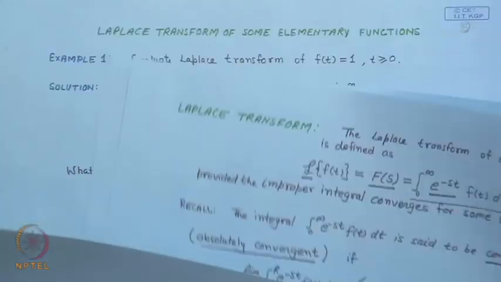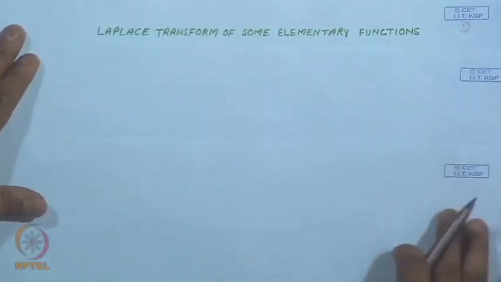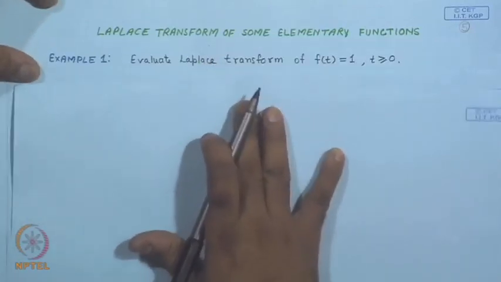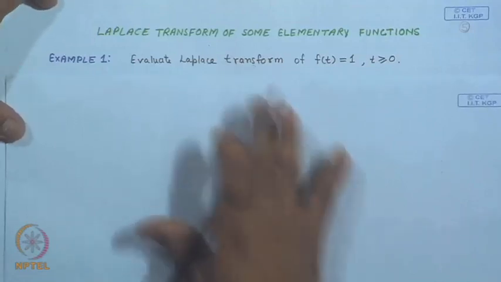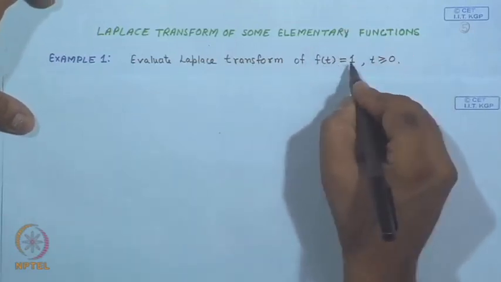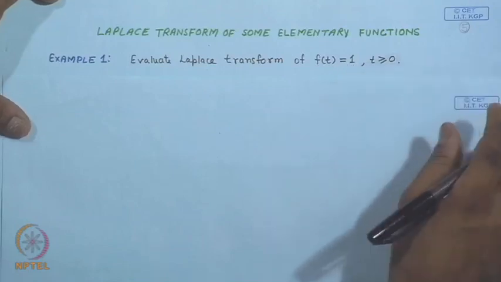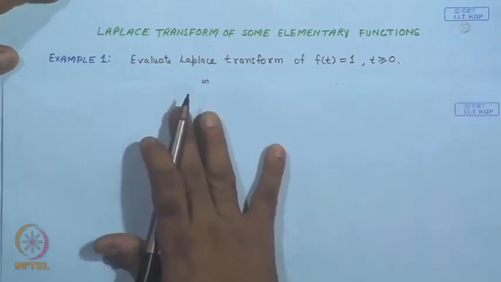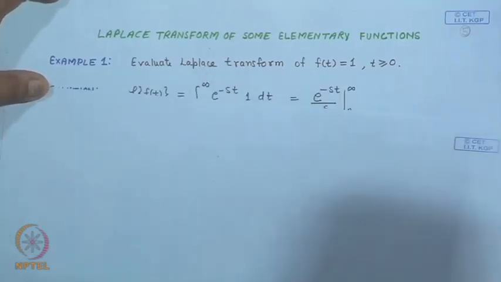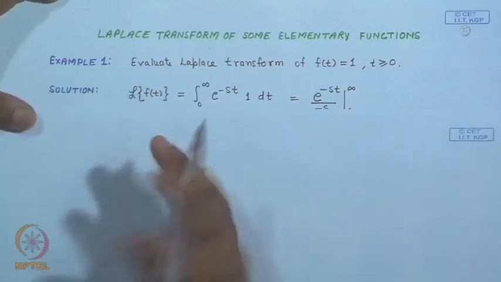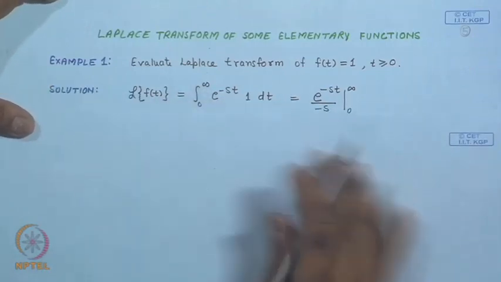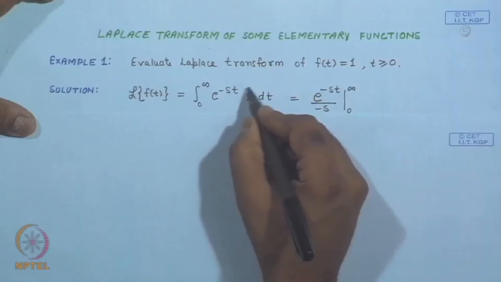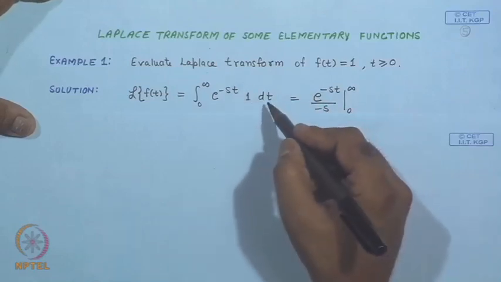Okay, so now we go to the Laplace transform of some elementary functions. So, we take the first example, and that is a simple function. It is the function f(t) equal to 1, a constant function, for t greater than or equal to 0. So, in this case, the Laplace transform of f(t), as per the definition, is the integral from 0 to infinity of e power minus s t times the function, that is 1 in our case, dt.